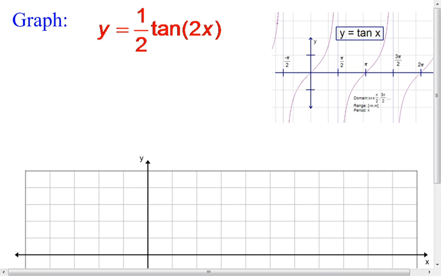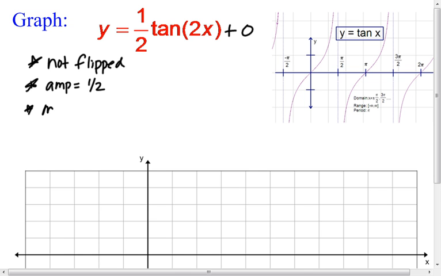All right, here is a tangent one, and I will do that for you really quick. I have no even or odd properties to worry about because there's nothing right here, so I don't need to worry about that. If I look at what's out in front, there's no negative out in front of that equation, so it is not flipped. My amplitude, the number that's out in front, is 1/2. Again, that doesn't really matter for tangent and cotangent, but we're going to record it anyways. I have a plus 0 back here, so my midline is 0.